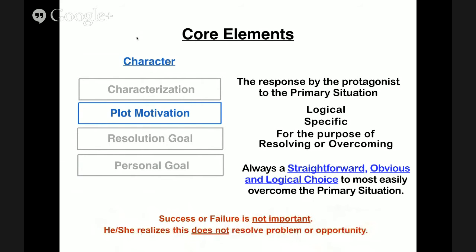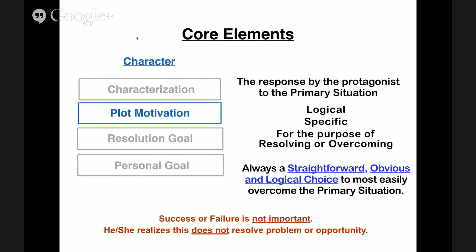Now, the success or failure of what they do in reaction to this primary situation, the choice they make and the route they take in their plot motivation, is not important. You're saying, what? No, it's not important. Because there are stories where the character is entirely successful in what he tries to do to resolve it, but the movie continues on for another hour because the next phase takes place, and we're going to get into that. If they fail at it, then they're going to try again and again in the course of the movie, and that kind of makes sense.